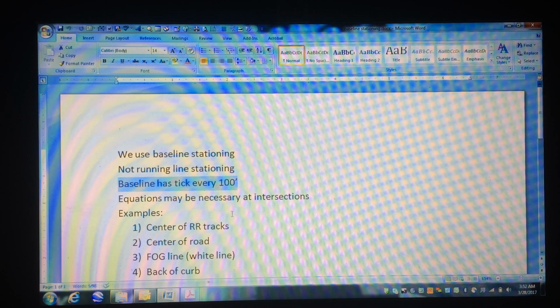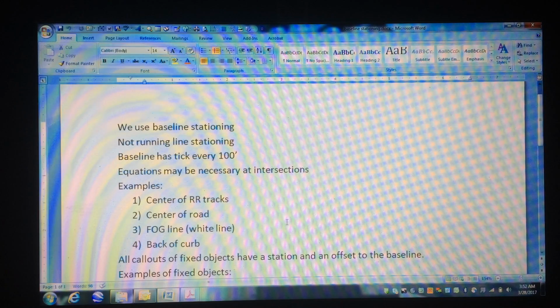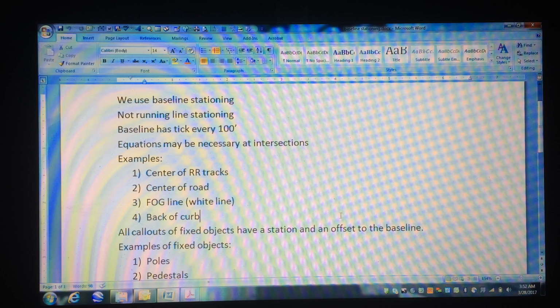Examples that we would use for our baseline is the center line of the railroad track, the center of the road, the edge of the road, the white line at the edge of the road, the back of the curb, whatever runs the straightest and truest and is more easy to use in the future.